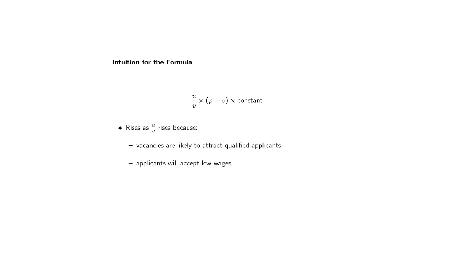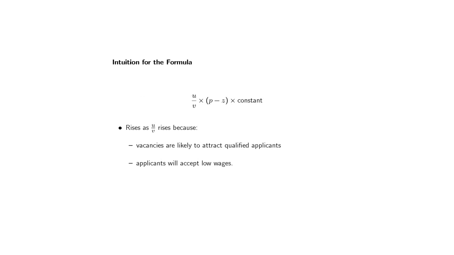This rises as U over V rises for two reasons. First, when there are a lot of unemployed people relative to job openings, you're more likely to attract a qualified applicant. And so your benefits of job creation are higher when unemployment is high relative to the number of vacancies in the economy. Second, the applicants are more willing to accept a lower wage. And so the firm is going to get a bigger share of the productivity that the worker is able to generate in times where there are more unemployed people relative to vacancies.